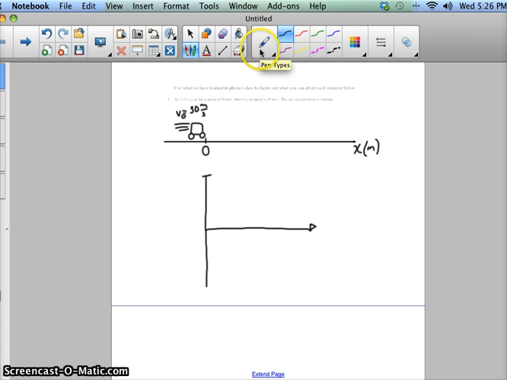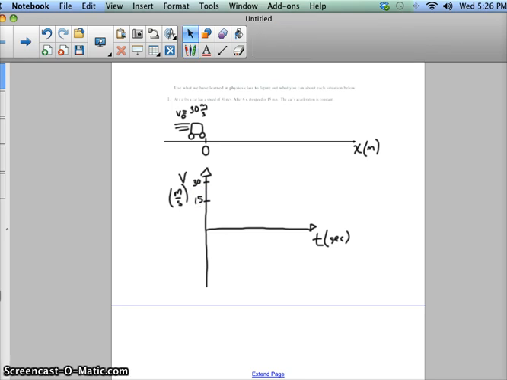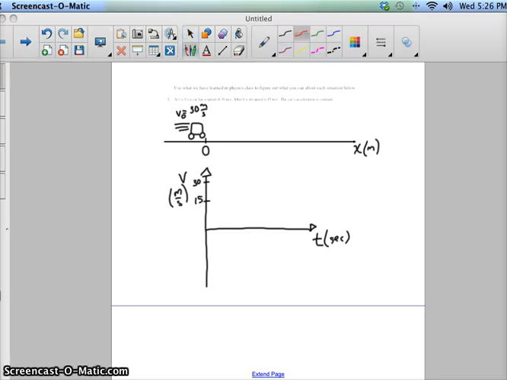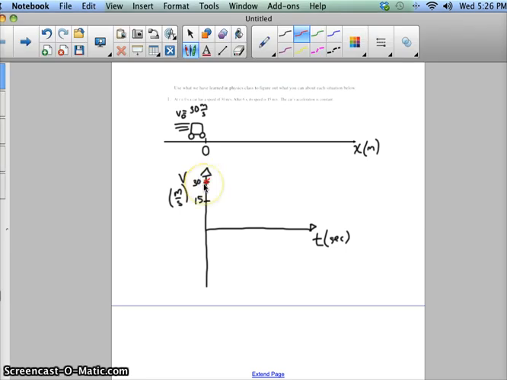So I'll draw my velocity graph, something like this. Velocity would be in meters per second. Time would be in seconds. And our car starts with a velocity of 30 meters per second. And then at 6 seconds, it's going 15 meters per second. All right, so at 0 seconds, our car is traveling 30 meters per second. And then later, let's say this is 6 seconds, our car is traveling at 15 meters per second.